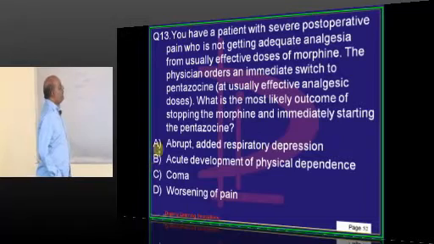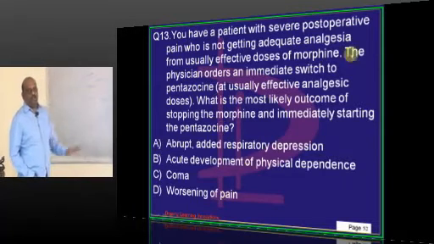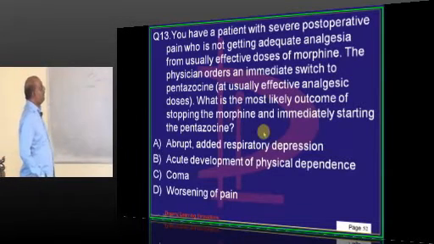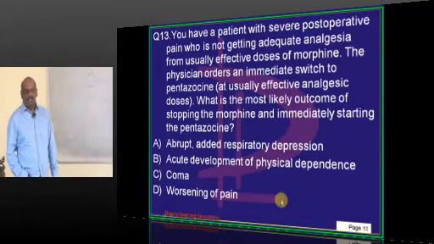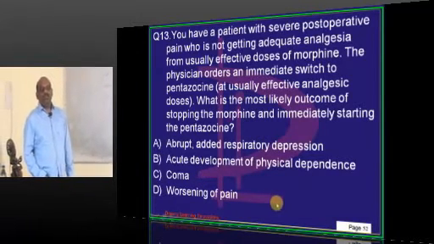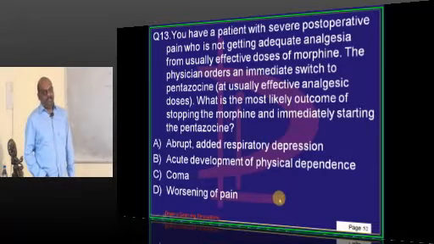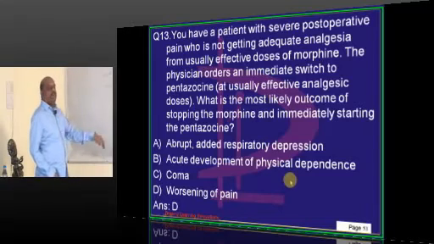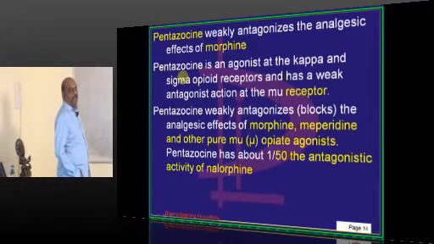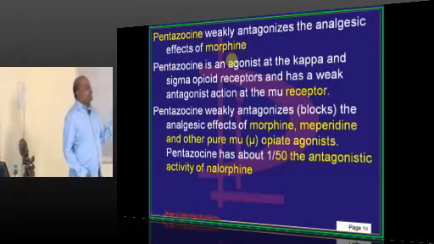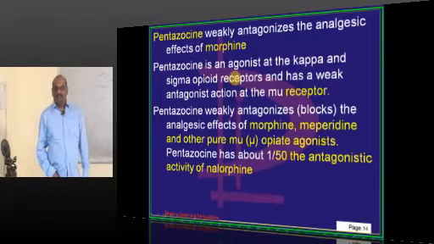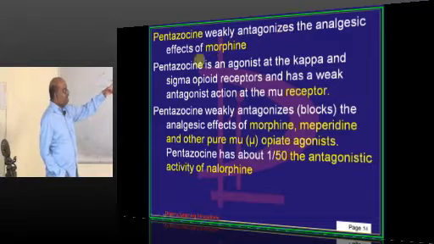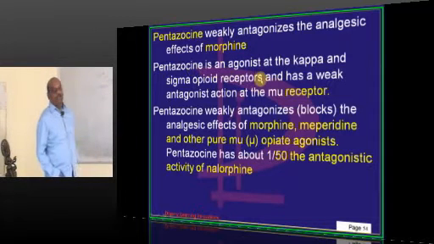You have a patient who has severe post operative pain. You have given morphine, but it is not resolving, then you have given pentazocine. So if pentazocine is given, will the pain become worse or better is the very important question. There will be a worsening of pain. Why? Pentazocine antagonizes the analgesic effects of morphine.